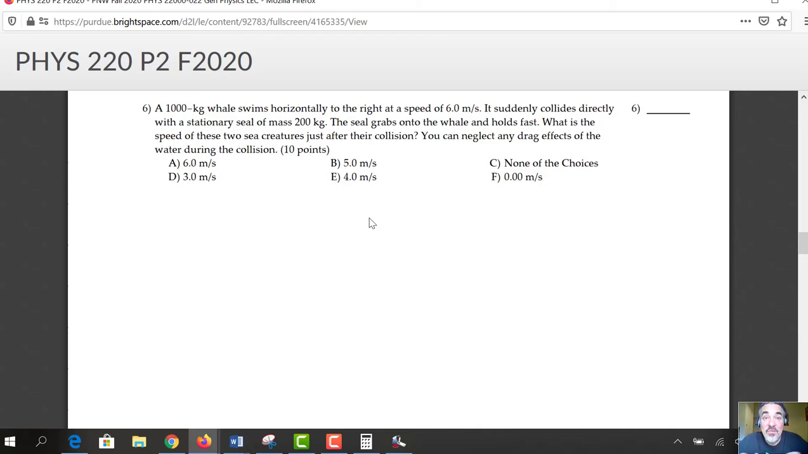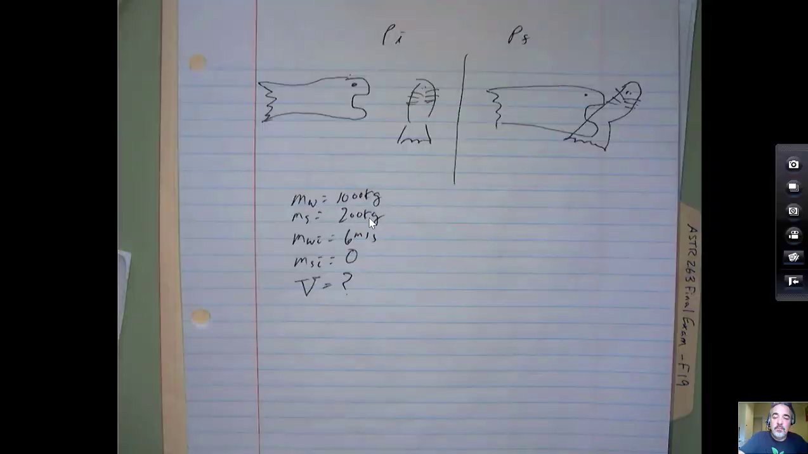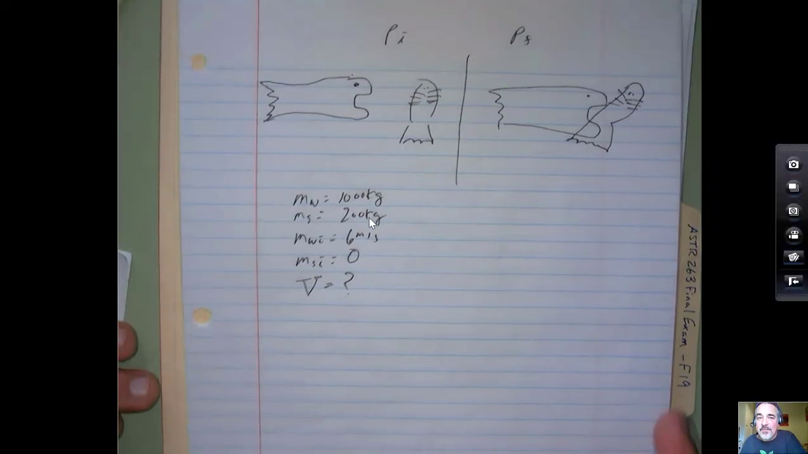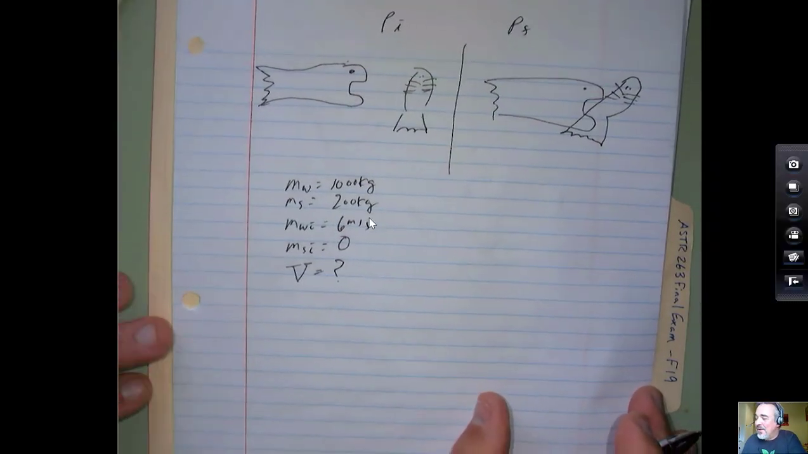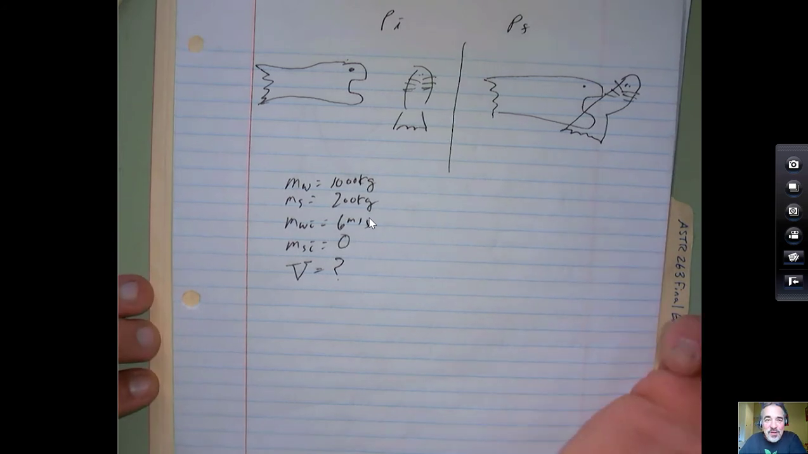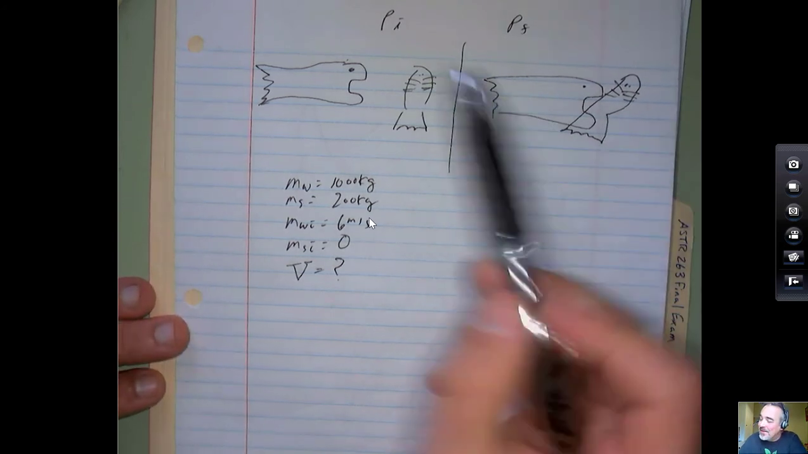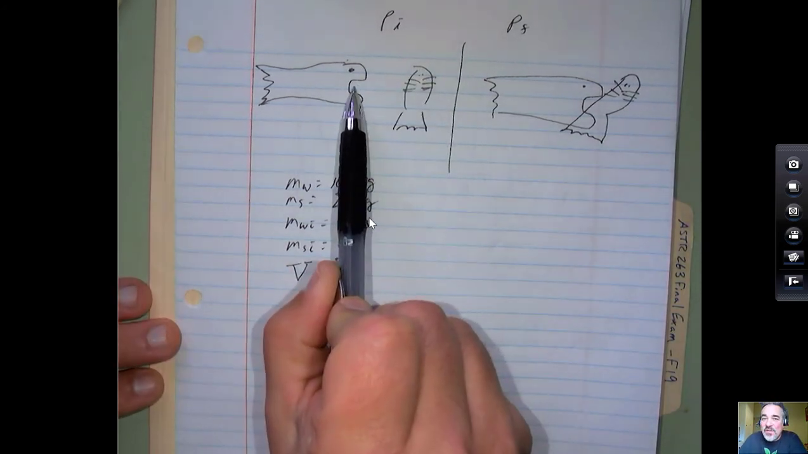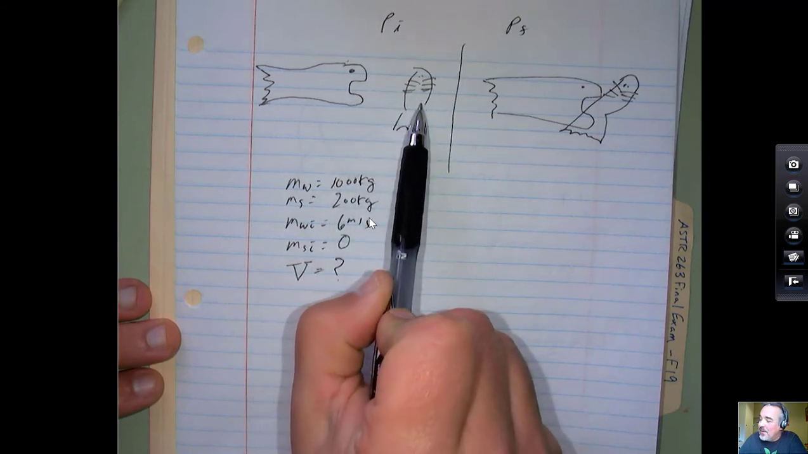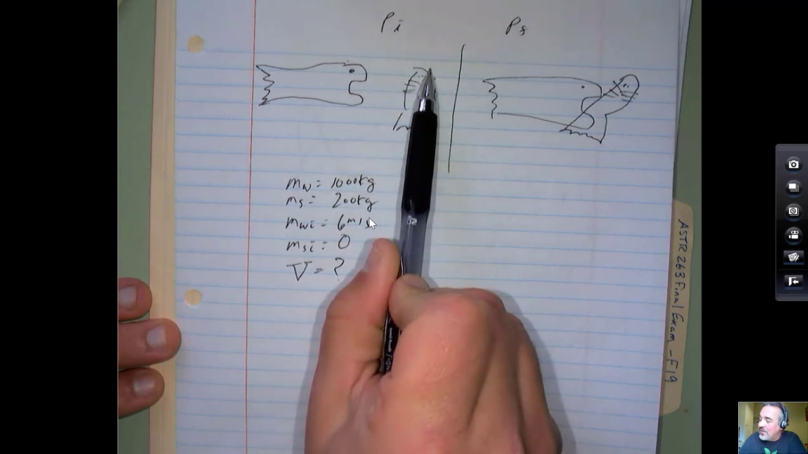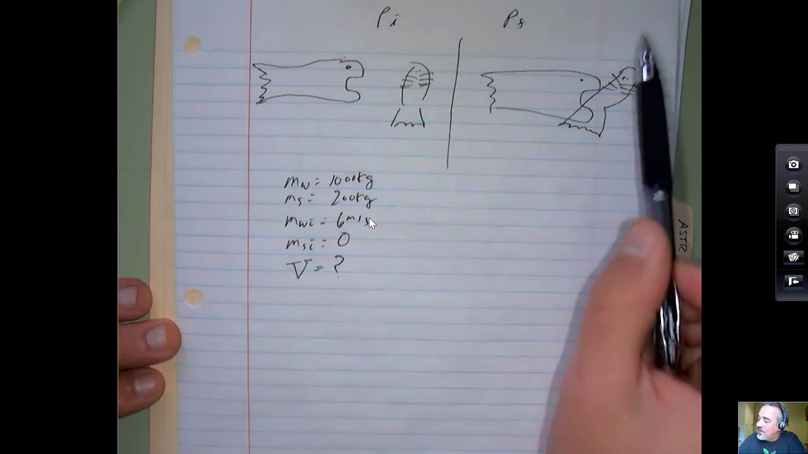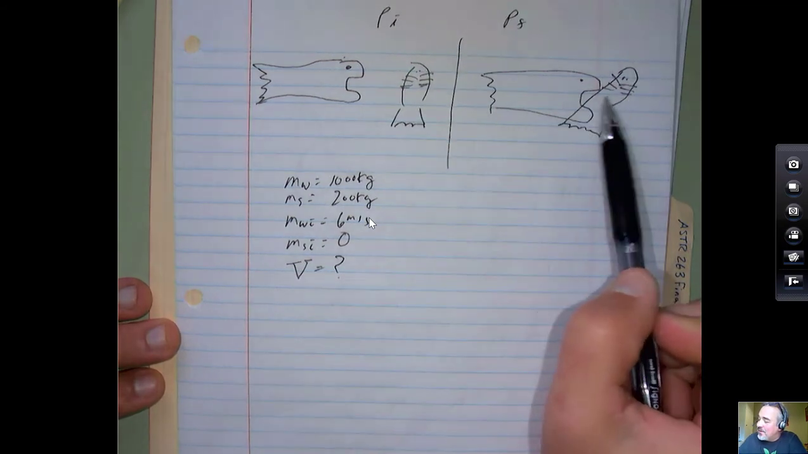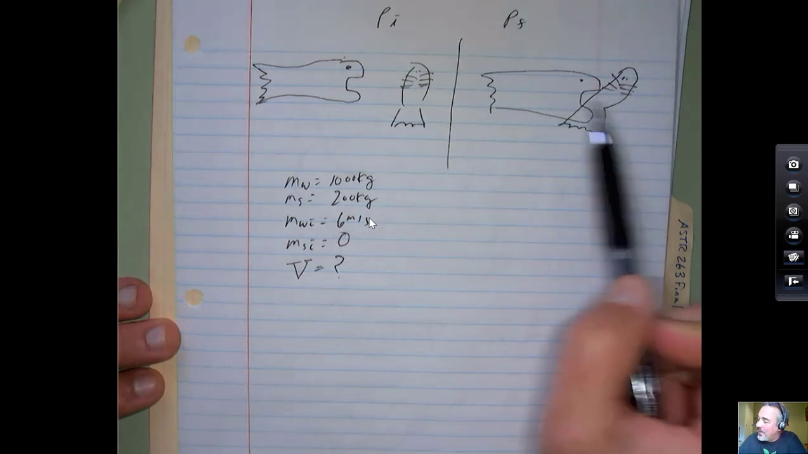Although we didn't have a whale and a seal, we had a couple of carts. All right, let's take a look at it. Okay, so hopefully if we have this sort of whale versus seal problem, you can draw it a little bit better than I did, but here's the idea. The whale is moving, the seal is stationary, so this is before the collision, and afterwards the whale grabs onto the seal, and then they swim off together.